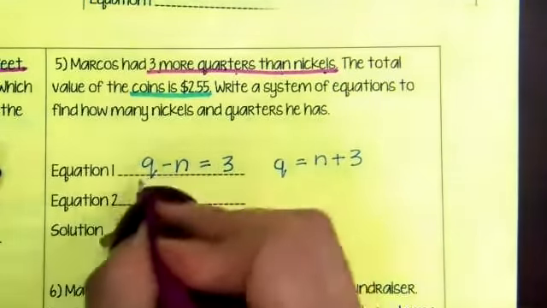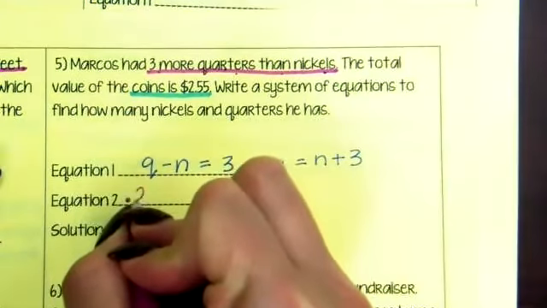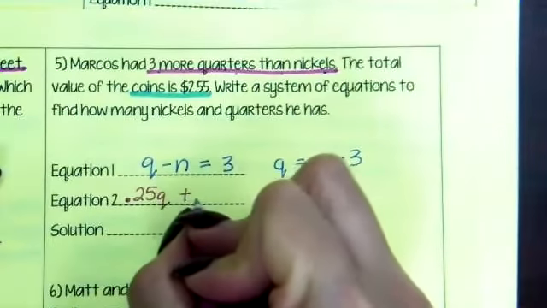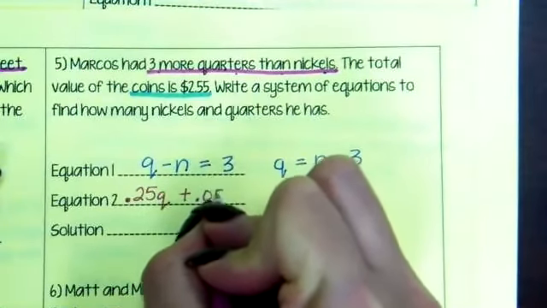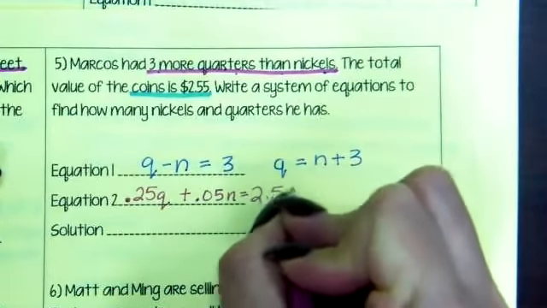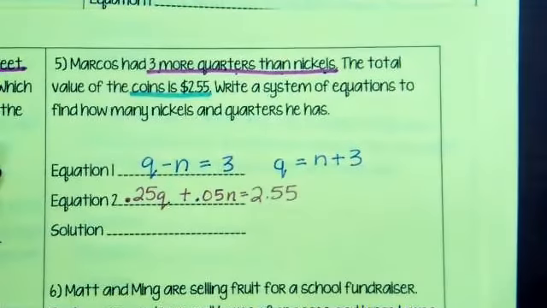And we know the value of a quarter. The value of a quarter is 25 cents plus the value of a nickel, which is 5 cents, equals $2.55. And that would be the equation for the second part of this problem.